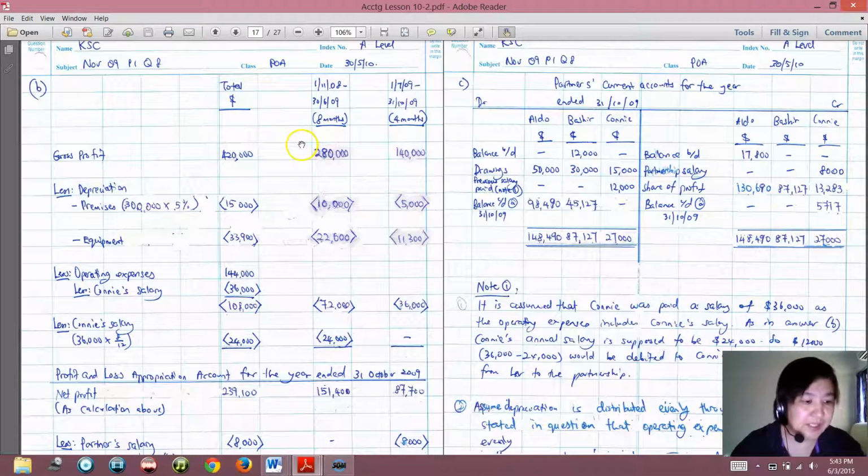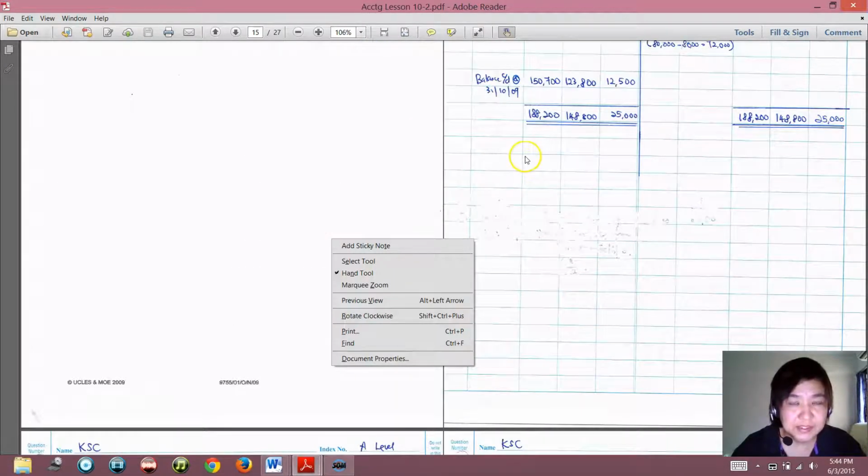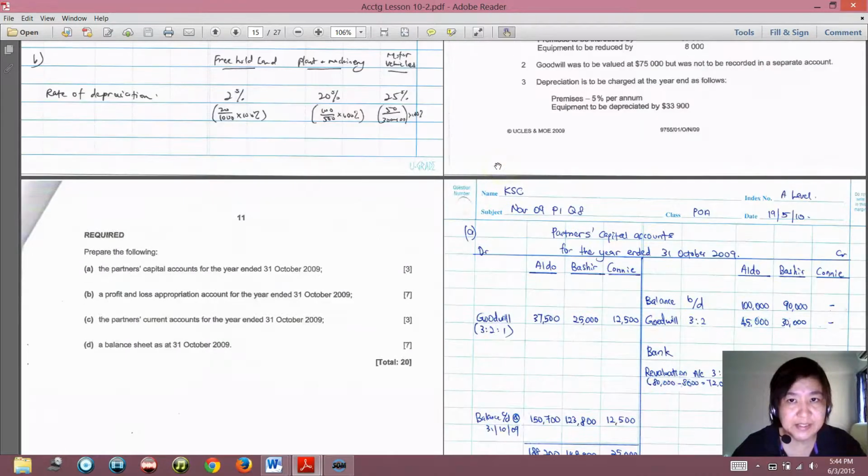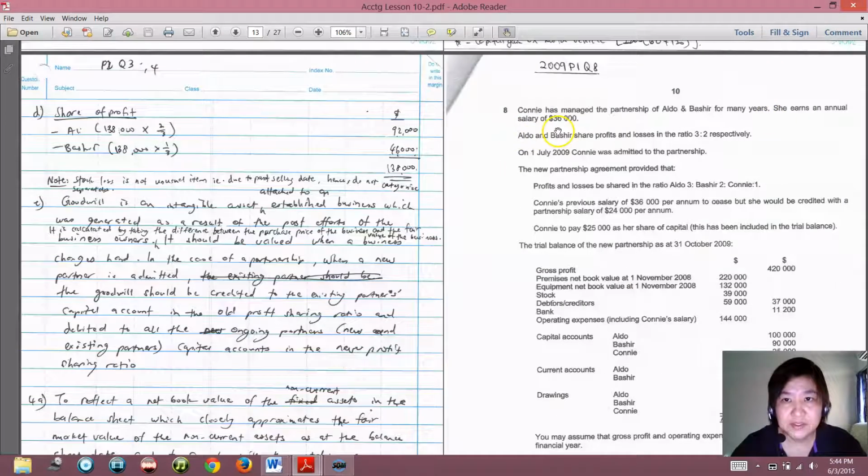You see, in these 8 months up to 30 June 2009, before Connie joined the partnership, she was earning an annual salary. In the beginning of the question, she was earning an annual salary of 36,000 as a staff, as an employee, not as a partner. So that means 1 month salary as an employee is 3,000.